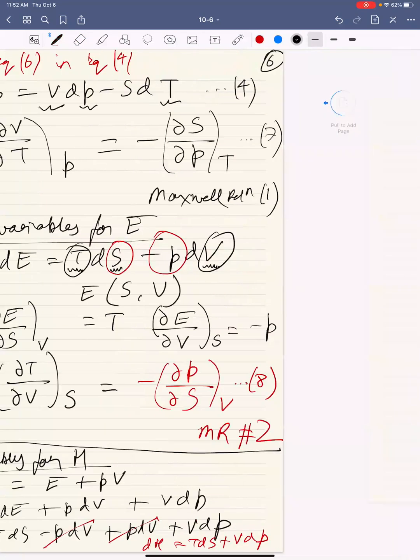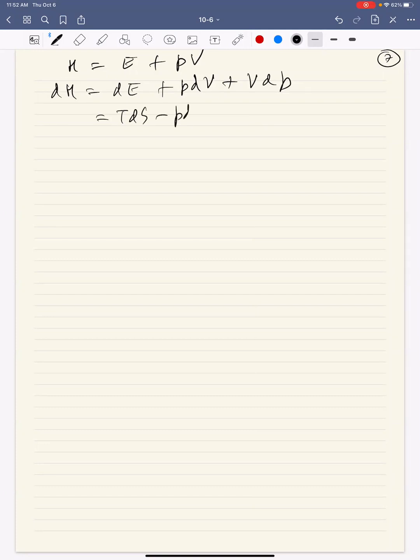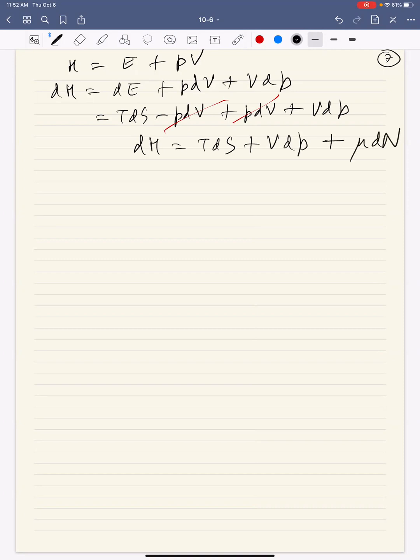I'll write it down on the next page. So once again, H was E plus PV. So dH is equal to dE plus PdV plus VdP. dE is equal to TdS minus PdV, plus PdV plus VdP. These two cancel out. You are left with dH is equal to TdS plus VdP. And again, I can add a plus mu dN over here. You have to take my word, it just comes up, but we are ignoring that here. It just dangles, a harmless spectator.